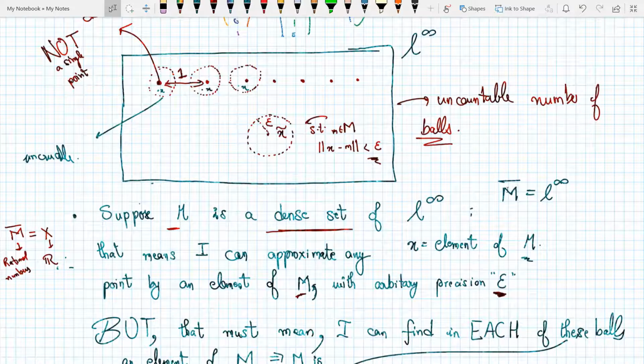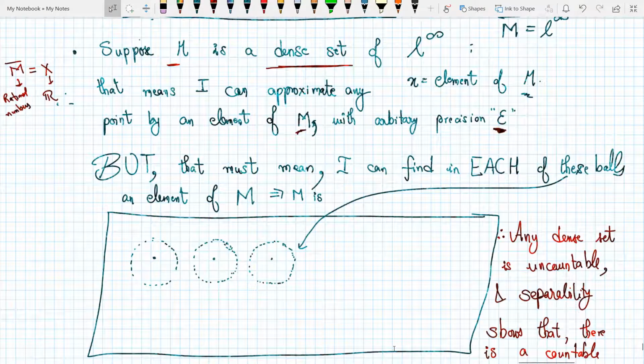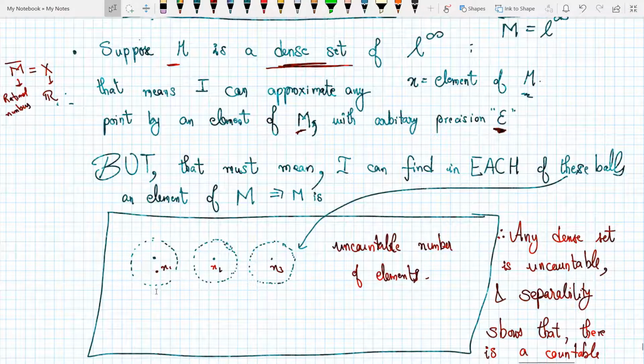Now, what I did was I assumed that there is a dense set of L infinity, and that means I can approximate any element in L infinity with a point in M, but that must mean that I can find, in each of these infinite number of balls, though I drew this diagram, an element of my M, which means that this dense subset that I chose has an uncountable number of elements. Why uncountable? Because the balls which represent the sequences, or a ball around the sequences, were infinite because there were infinite number of sequences.